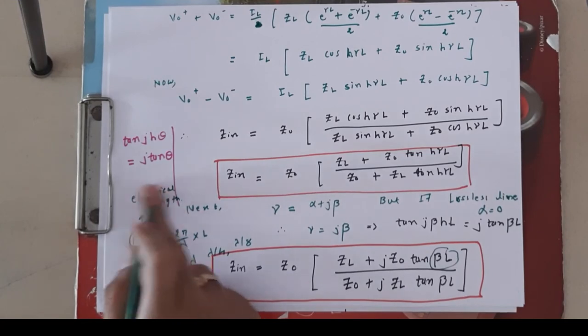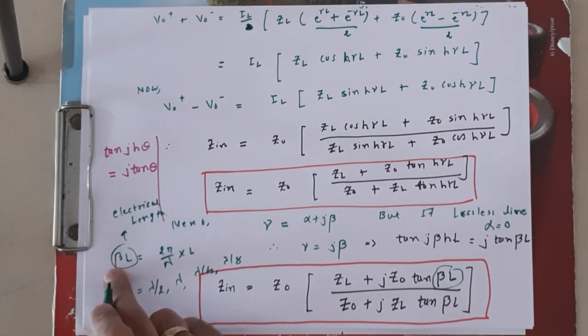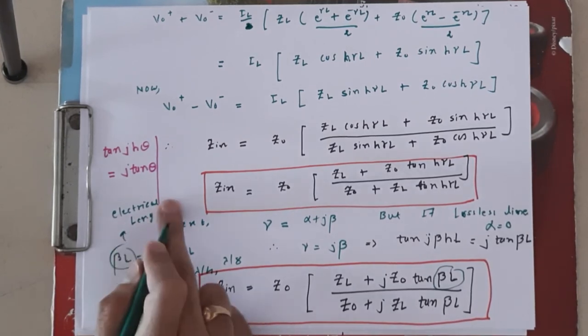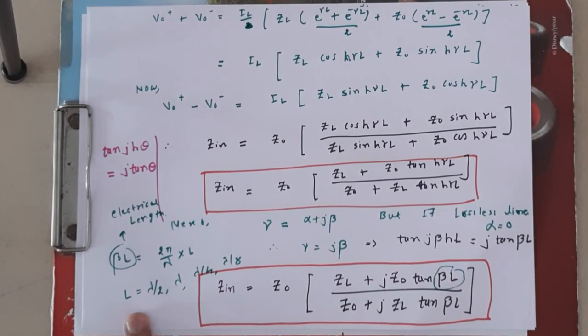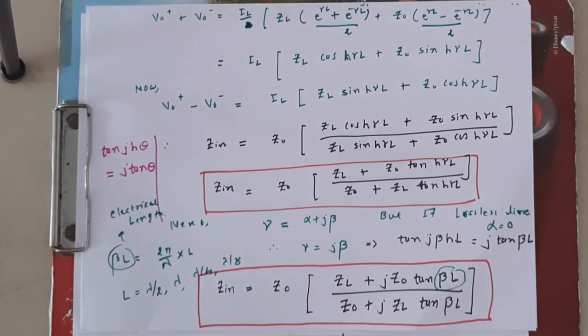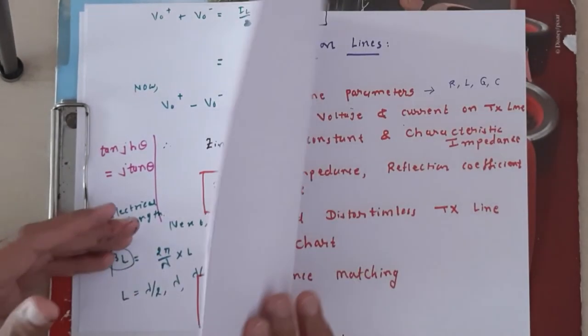It's one type of short question: what do you mean by beta L? What is the name of beta into L? Beta L is known as the electrical length of the transmission line. Clear? If you know the electrical length of the transmission line, you can easily find the value of input impedance. So we have stopped here.